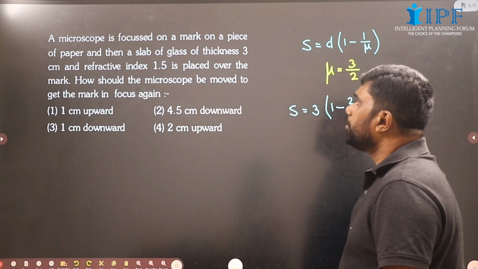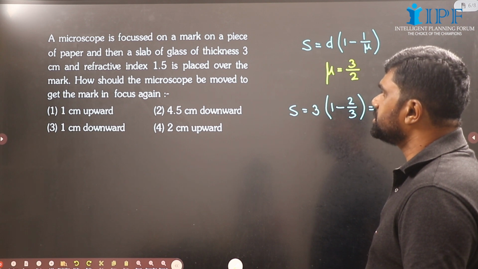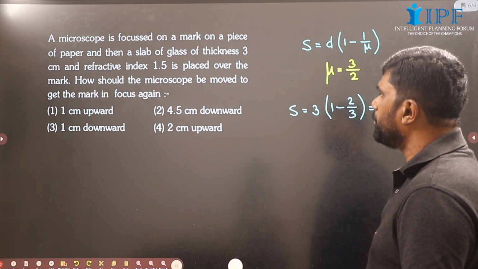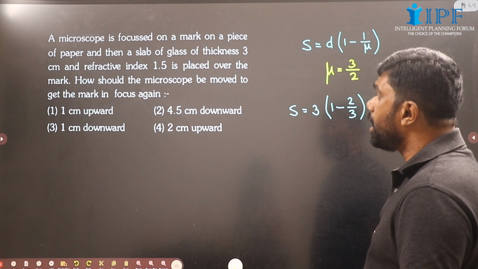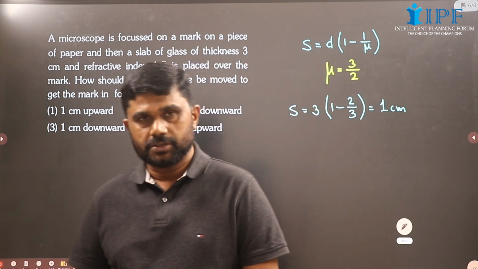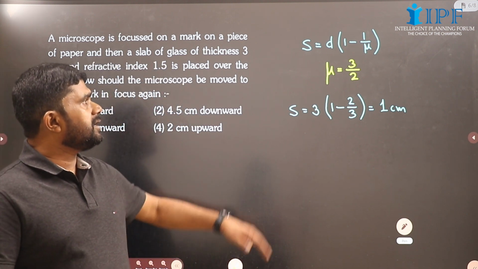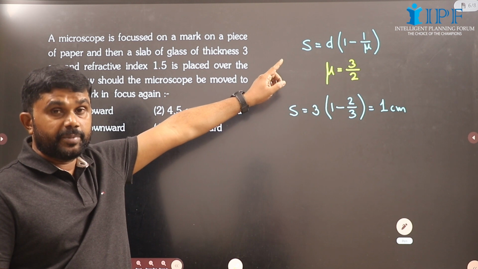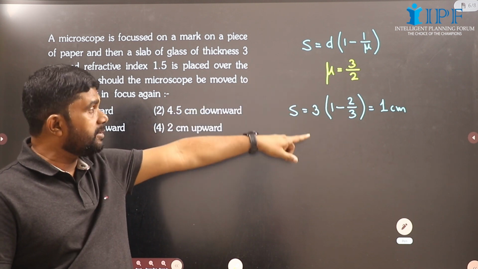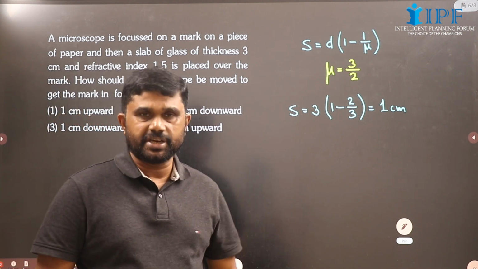Now a microscope is focused on a mark on a piece of paper, and then a slab of glass of thickness 3 cm and refractive index 1.5 is placed over the mark. Then the mark will be shifted upwards. That shift is equal to d into 1 minus 1 by mu, and mu is 3 by 2, 1 by mu will be 2 by 3, 1 minus 2 by 3 will be 1 by 3. So into actual thickness 3, that is equal to 1 cm.